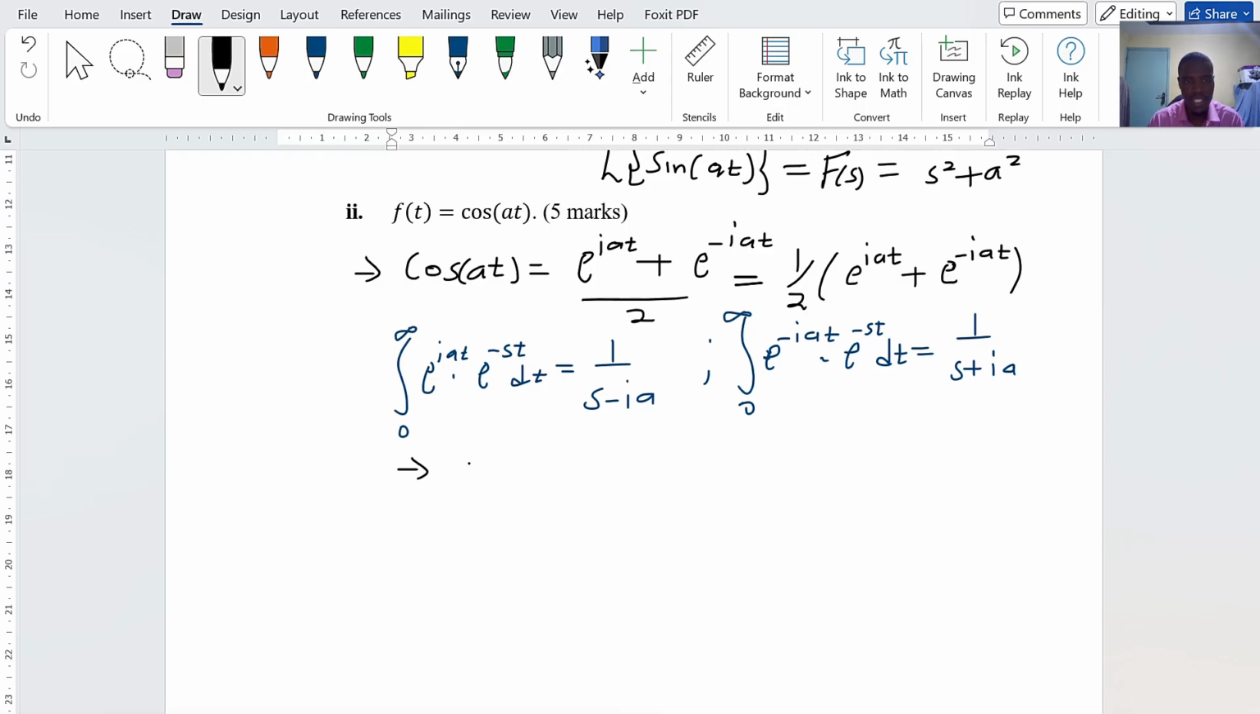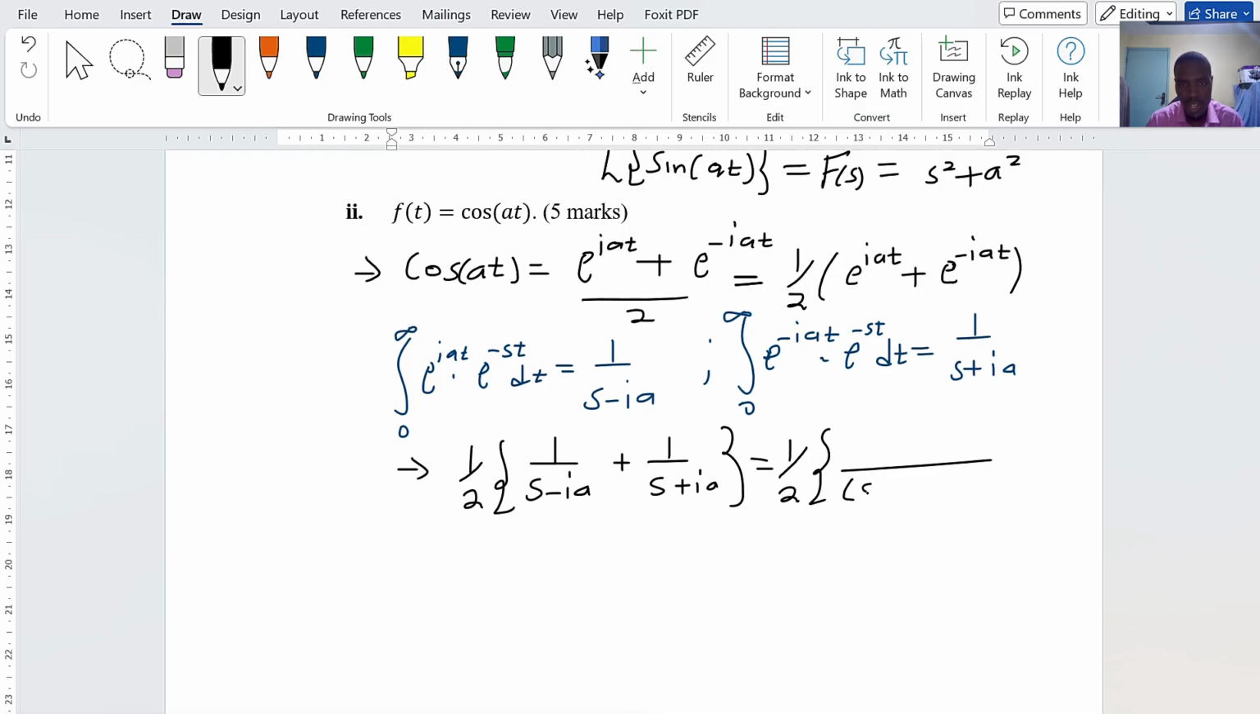So our combined Laplace is 1 over 2 times 1 over s minus ia, that is what we have, then plus 1 over s plus ia, because we had a plus in between the exponentials. This is the plus. Now work this out by 1 over 2. The LCM is s minus ia times s plus ia. Now the negative goes with the positive term, so it's s plus ia.